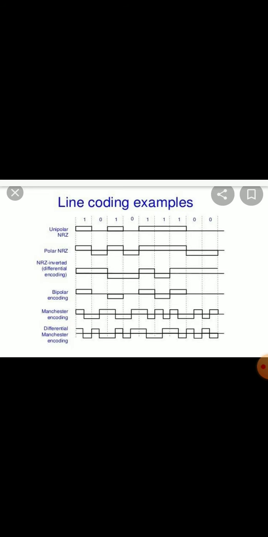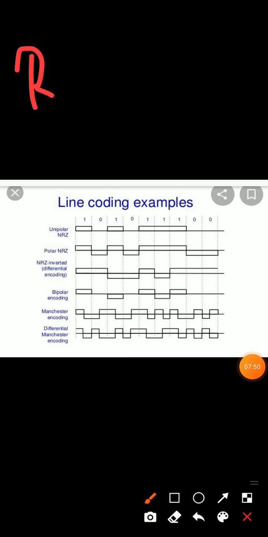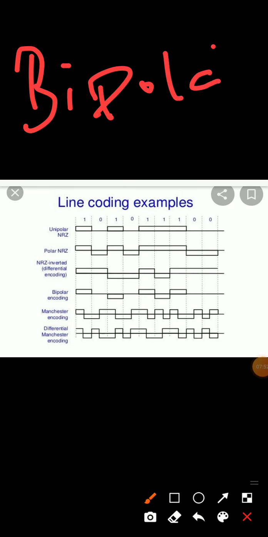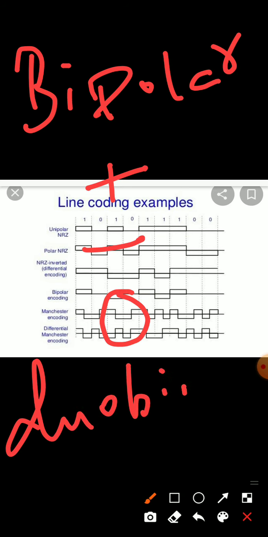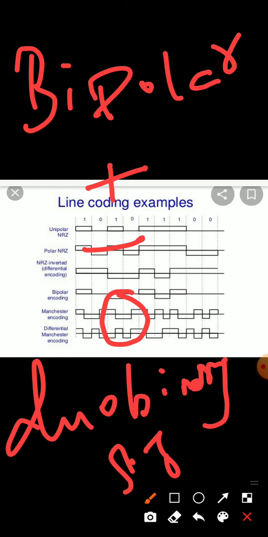Now, what is bipolar signaling? It is an encoding technique having three voltage levels: positive, negative and zero. The signal is called a duobinary signal.